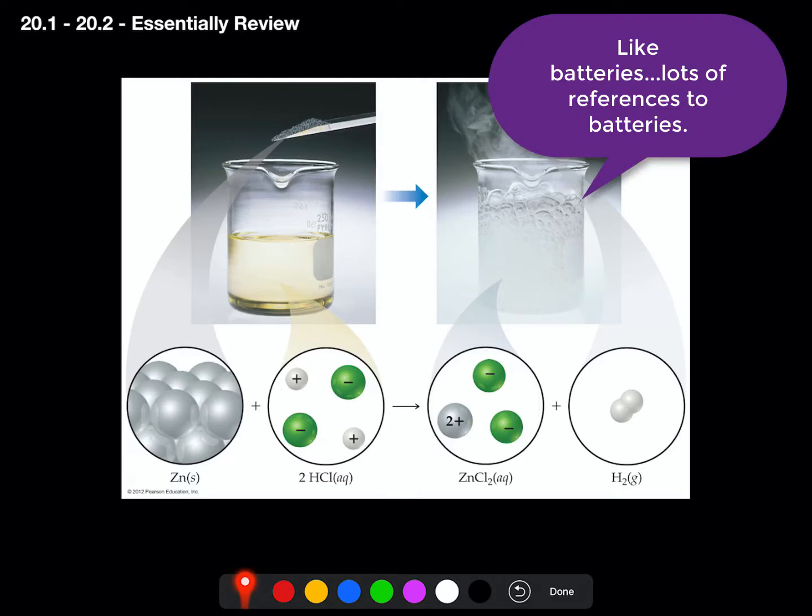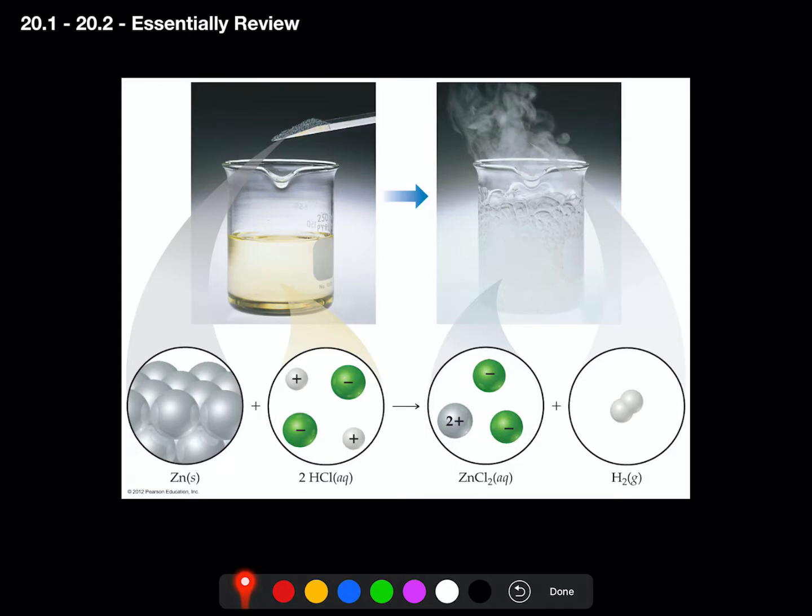So, anyway, Chapter 20, electrochemistry. The first two sections are basically a review. So, for example, here we have some zinc and we have some hydrochloric acid. And when we add the two together, we already know it's a single displacement. We're going to produce some zinc chloride and some hydrogen gas.